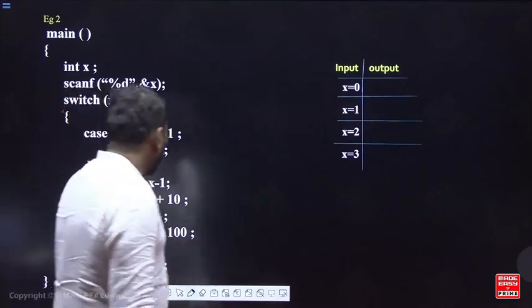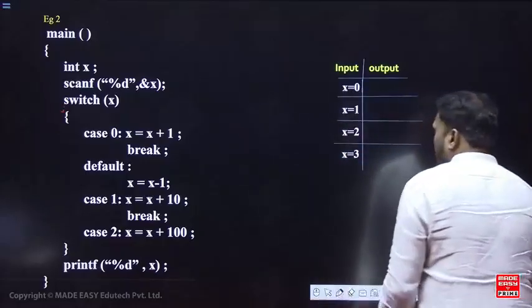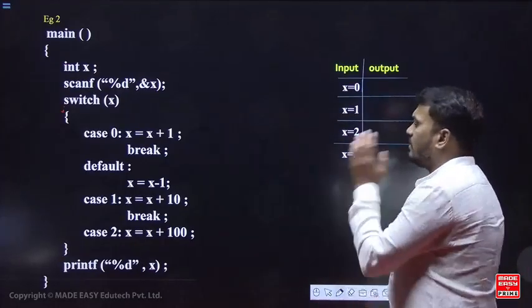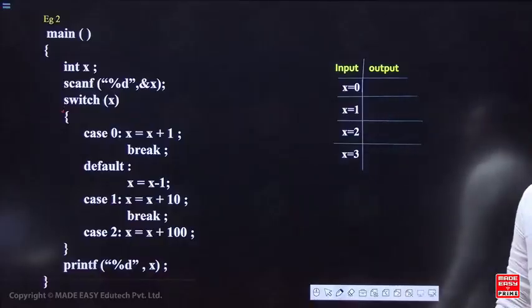So if the input is given as x equal to 0, then what is the output? If the input is x equal to 1, what is the output? And next x equal to 2, x equal to 3. So just copy this. You will understand all the points.